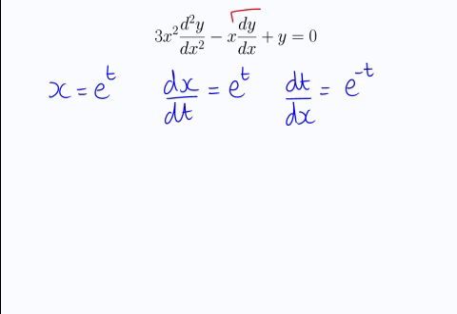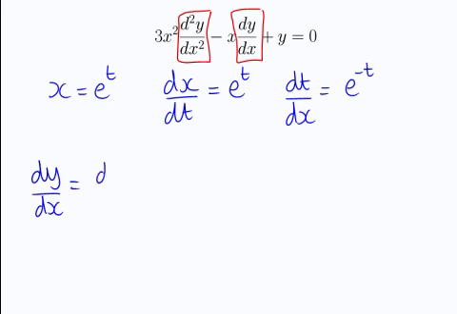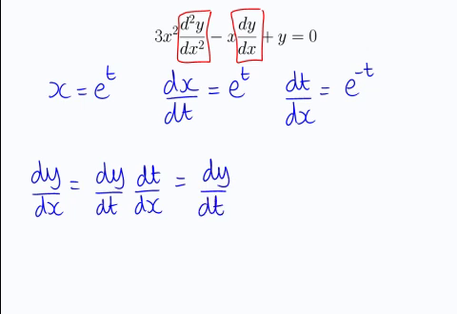So what I'm going to try and do here is replace the dy by dx and the d2y by dx squared with expressions involving t. In order to do that, I'll work on the dy by dx first. I'm going to use the chain rule. So dy by dx is dy by dt times dt by dx. And you can see that I've already got an expression for dt by dx above. So what I have is dy by dt multiplied by e to the minus t. And it's that boxed expression that is going to go in place of the dy by dx when I come to make my substitution.